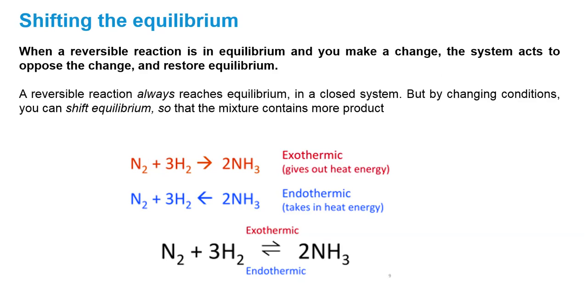A reversible reaction always reaches equilibrium in a closed system. But by changing conditions, we can shift equilibrium so that the mixture contains more product. In this example, nitrogen reacts with hydrogen to form ammonia. This is the forward reaction and it is an exothermic reaction. Ammonia molecules break down to form nitrogen and hydrogen. This is an endothermic reaction.